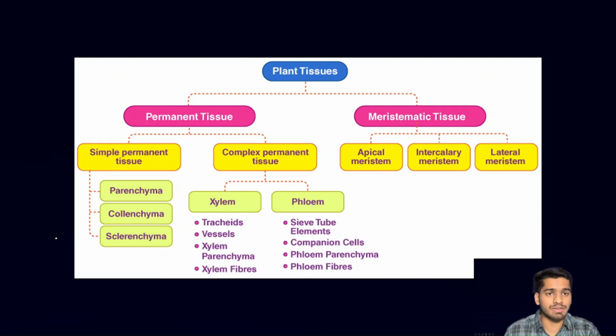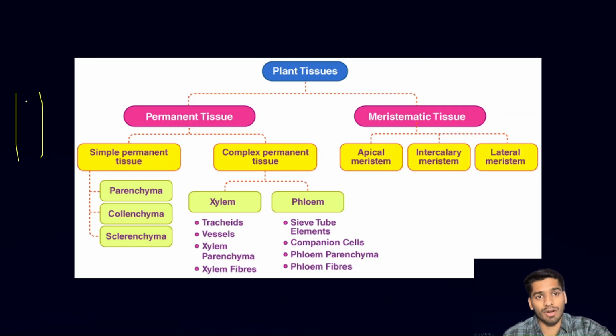Tissue is nothing but it is made up of a group of cells. Many cells together, they are going to form what? A tissue. Now inside your plant, there are two types of tissues. So there is going to be a meristematic tissue and then there is going to be permanent tissue. So what are meristematic tissues? You're going to see meristematic tissue on a growing plant. So these are those cells which are actively dividing and they help in the growth of the plant.